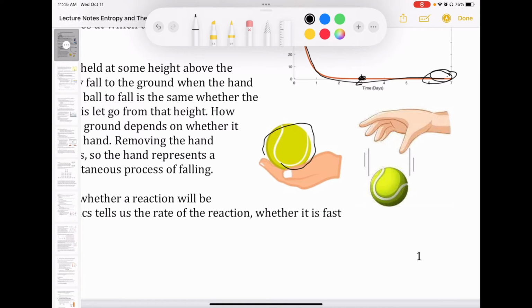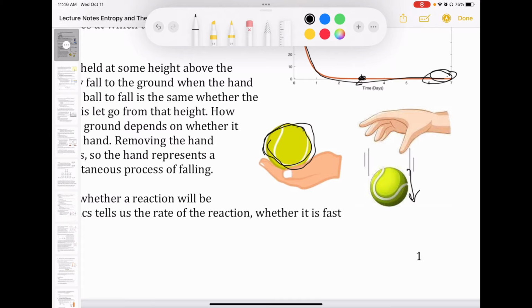When the ball is being held by a hand over the floor, the ball is not going to fall. Why? Because the hand is there preventing it from falling. But if the hand is removed, the ball will spontaneously fall. So the ball, when it's held by the hand here, does it not want to fall?